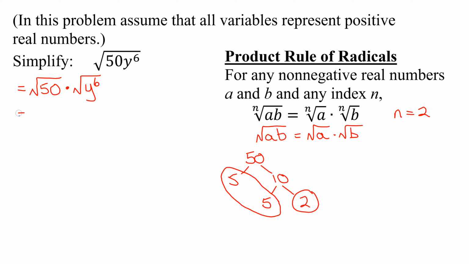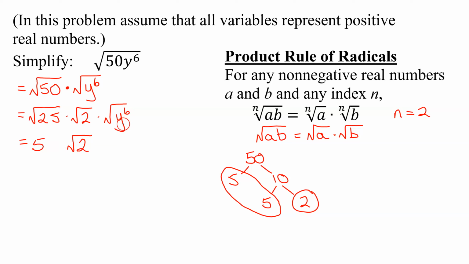So I'm going to use the product property again, and the square root of 50 I'm going to write as the square root of 25 times the square root of 2, because 25 times 2 is 50, times the square root of y to the 6th. Now, what is the square root of 25? It's a perfect square, so the square root of 25 is 5. Can I simplify the square root of 2? No, I have to leave 2 inside the radical, so I'm going to have the square root of 2. I left a little space, so I can write something else in a minute.